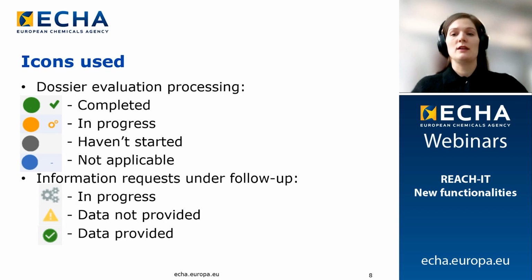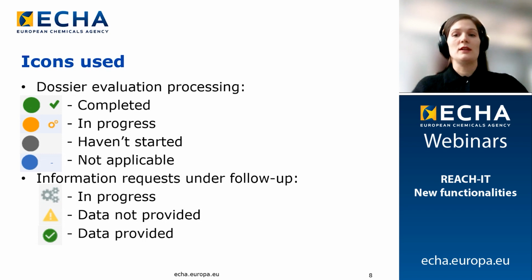The green circle with the tick next to it means that the step is completed. The yellow circle with the gear next to it means that the step is in progress, and this corresponds with the overall status of the dossier evaluation. If the circle is gray, it means that the step has not started yet, and if it's blue, it means that the step is not applicable.